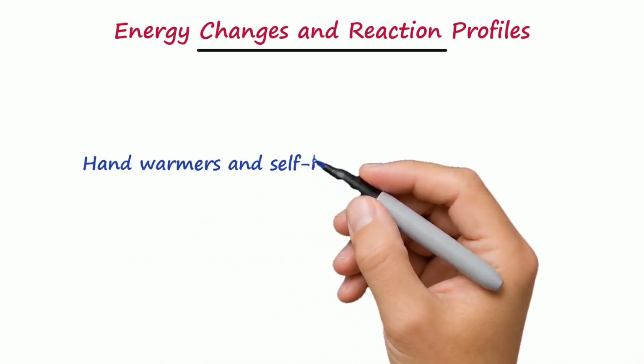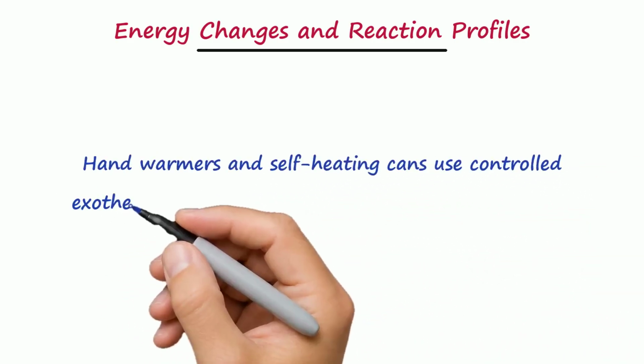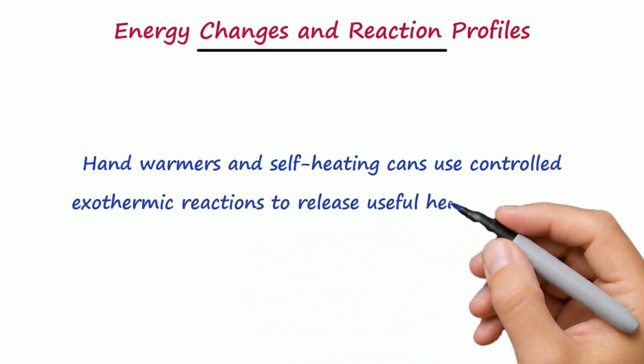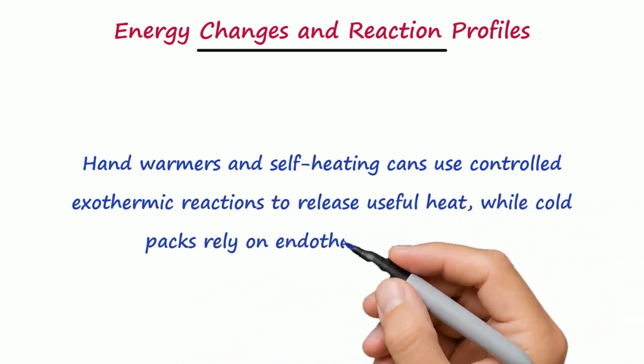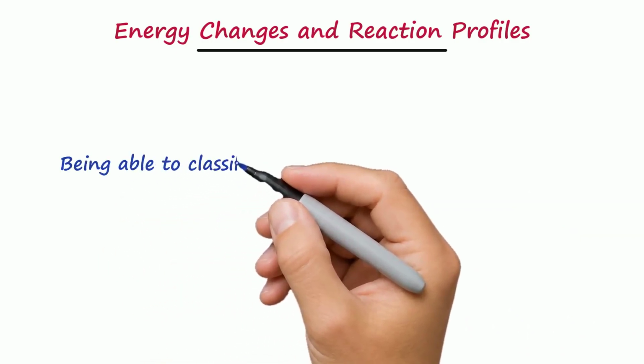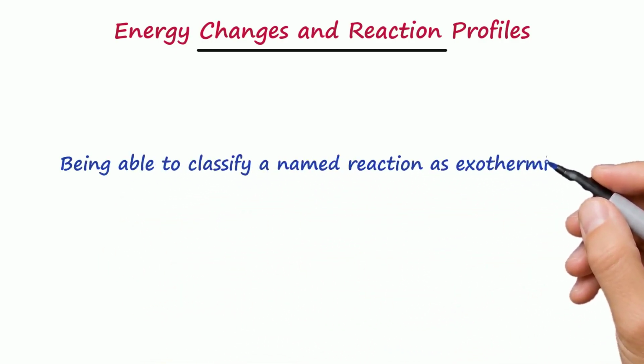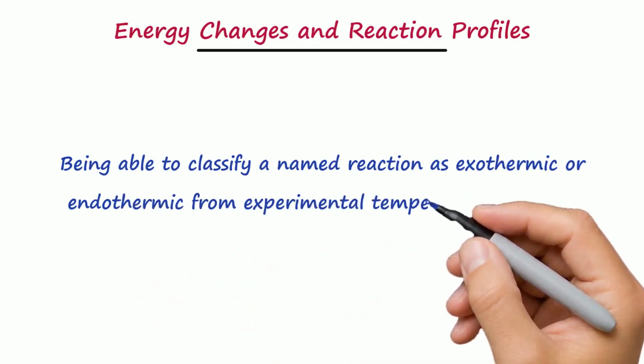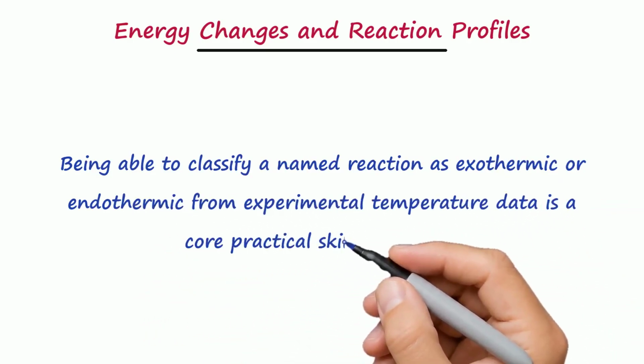Hand warmers and self-heating cans use controlled exothermic reactions to release useful heat, while cold packs rely on endothermic dissolution. Being able to classify a named reaction as exothermic or endothermic from experimental temperature data is a core practical skill at O-level.